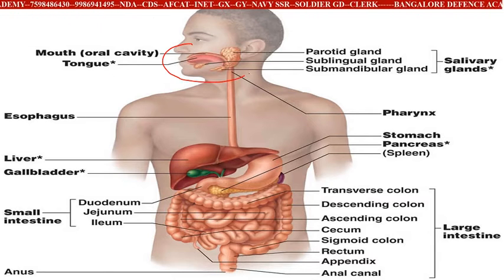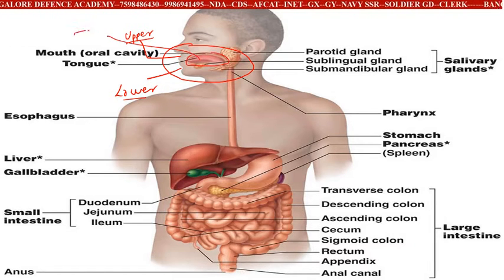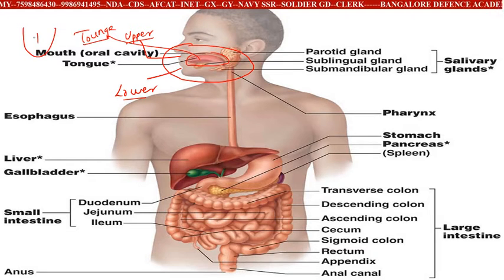Inside the mouth you have teeth, and between the two jaws, the upper jaw and the lower jaw, there is a muscular organ called the tongue. The upper part of the tongue alone has taste buds. The bottom part of the tongue does not have taste buds. So this is what it is.